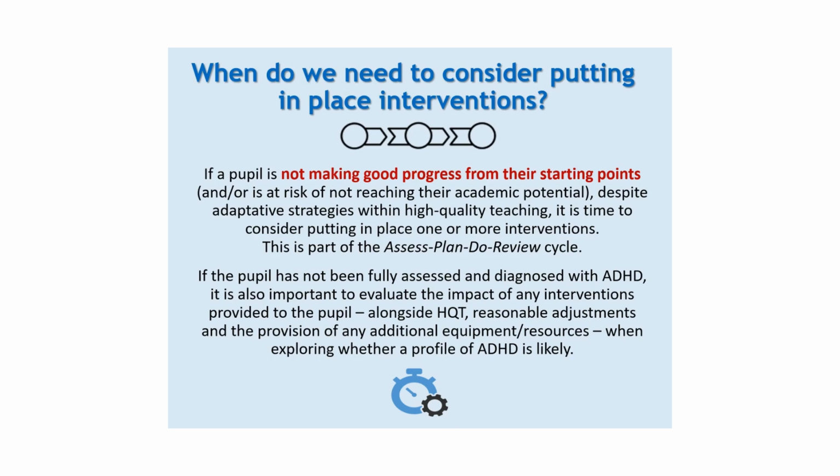When do we need to consider putting in place interventions? If a pupil is not making good progress from their starting points and/or is at risk of not reaching their academic potential, despite adaptive strategies within high-quality teaching, it is time to consider putting in place one or more interventions. This is part of the assess, plan, do, review cycle.